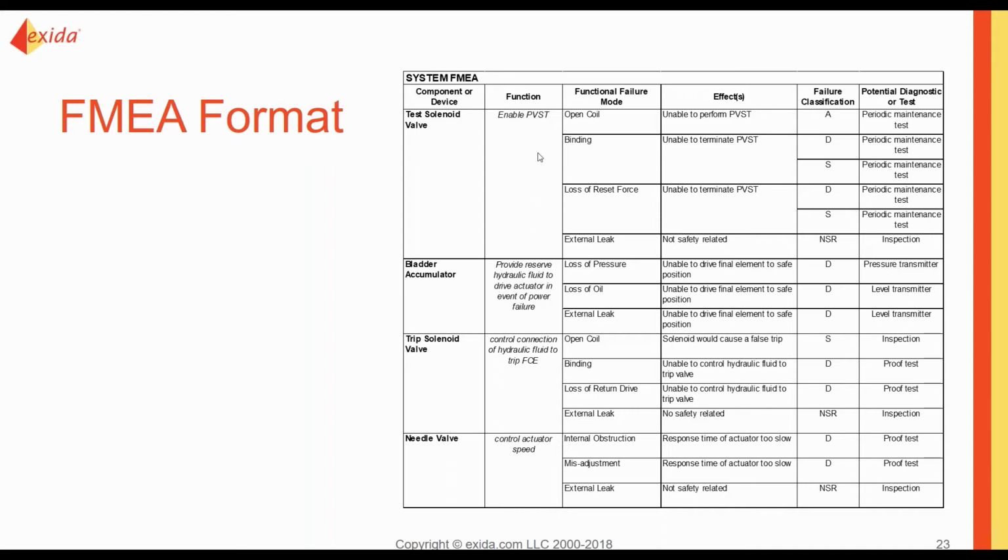In a solenoid, we could have a coil open, we could have binding, we could have loss of reset force, we could have external leaks. For those functional failure modes, what effect would it have? How would you classify that? Is it a safe failure, a dangerous failure, a no effect failure, an annunciation failure? And is there a potential diagnostic or test that you would use to detect it? So this is really an important step.